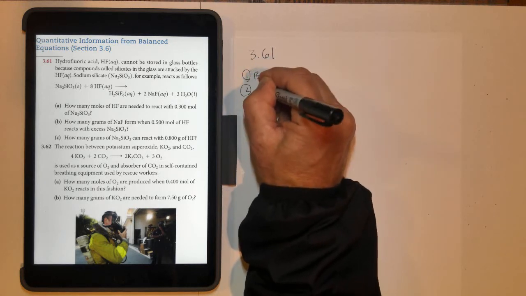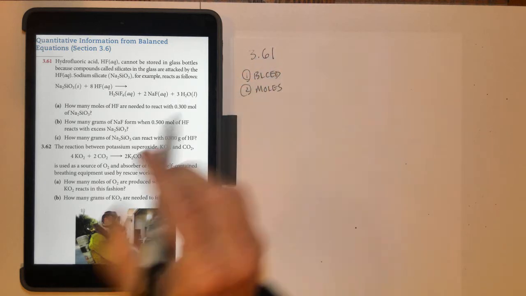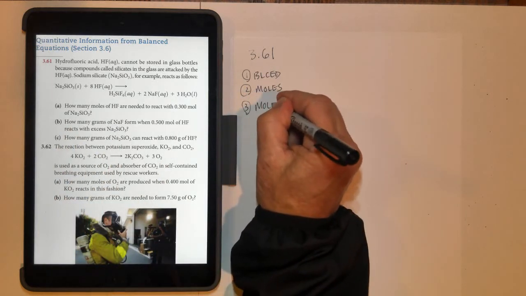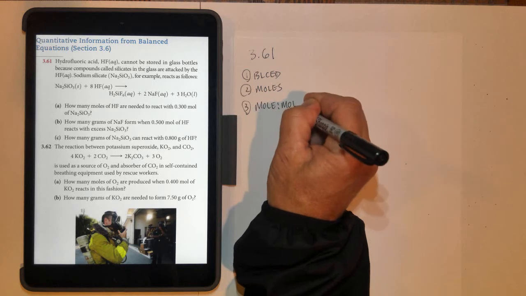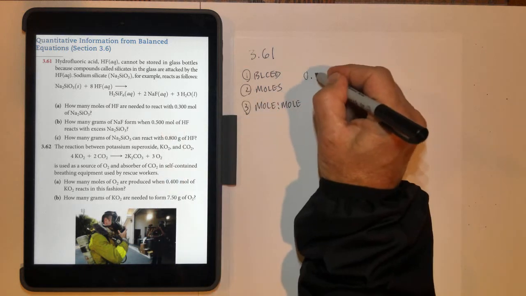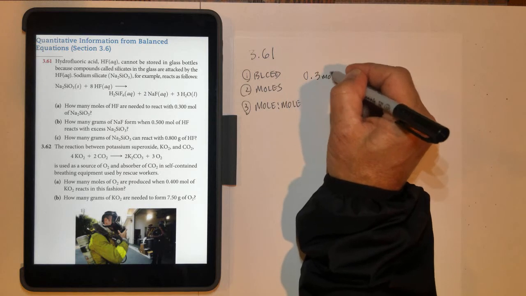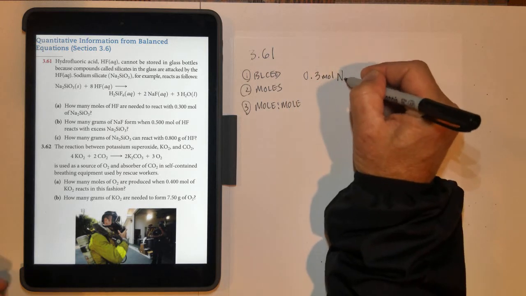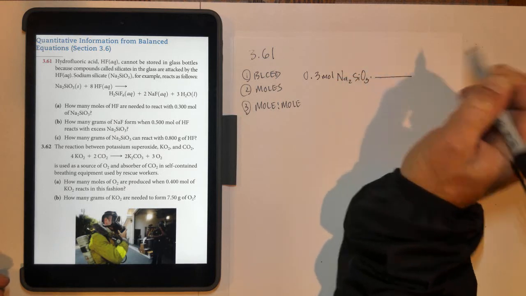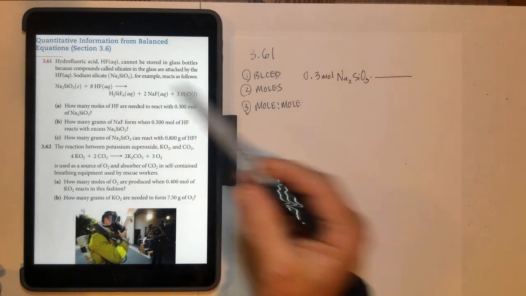Step number 2, when in doubt, convert to moles. That's already done for us for the first one. Step number 3, use the mole-to-mole ratio from the balanced chemical equation. So now we're given that we have 0.3 moles of the Na2SiO3, and we want to know how much HF there is.